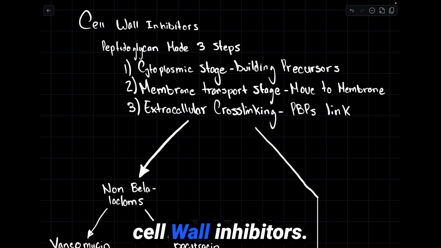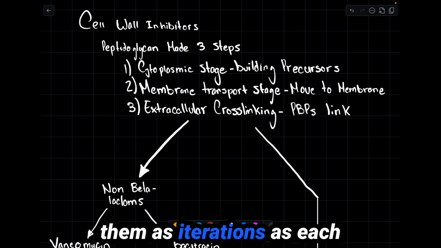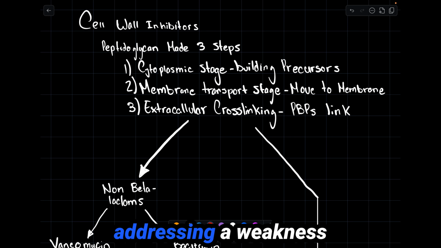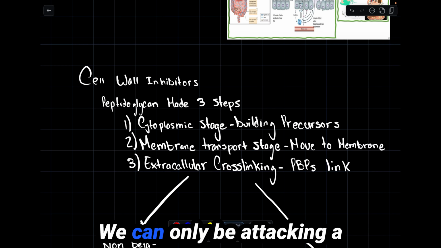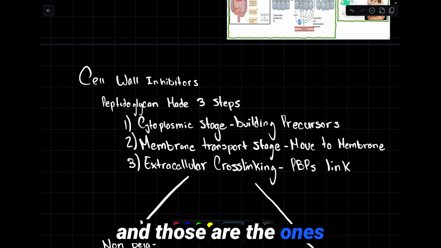So let's talk about cell wall inhibitors. Instead of memorizing antibiotics, let's think about them as iterations, as each new drug exists because the previous one had a weakness. So essentially, we're addressing a weakness that the last drug had. We can only be attacking a specific set of pathogens, and those are the ones that have cell walls.